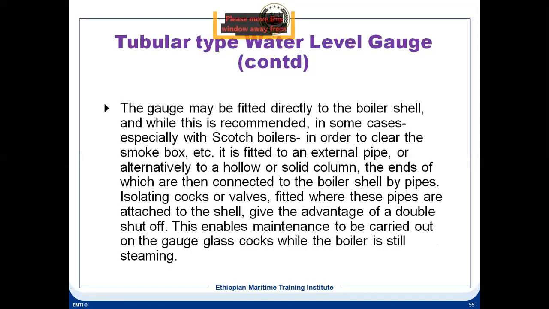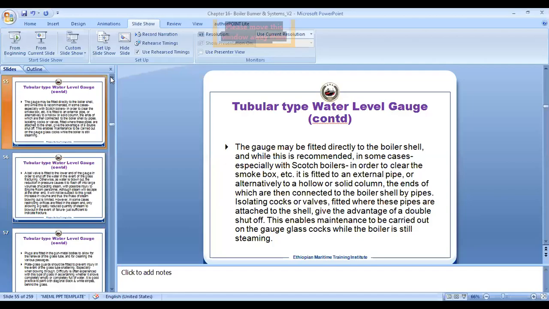This type of gauge, you can also fit directly to the boiler shell. While this is recommended in some cases with Scotch boilers, that is your smoke tube boilers, in order to clear the smoke box, it is fitted to an external pipe as an alternative to a hollow solid column. That is what we saw here.